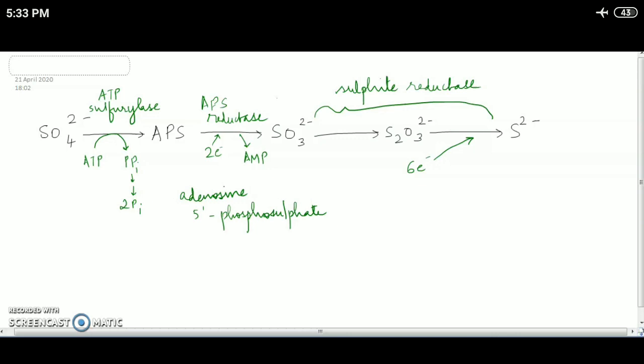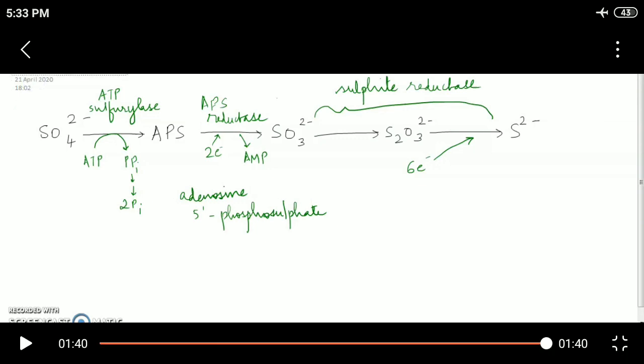That is why this type of reduction is called dissimilatory sulfate reduction. And here the terminal enzyme, that is sulfite reductase, is also labeled as dissimilatory sulfite reductase because it is going to convert sulfite into sulfide, which is the end product. Here the sulfide combines with some other product and is released either as hydrogen sulfide or in the form of a metal sulfide.